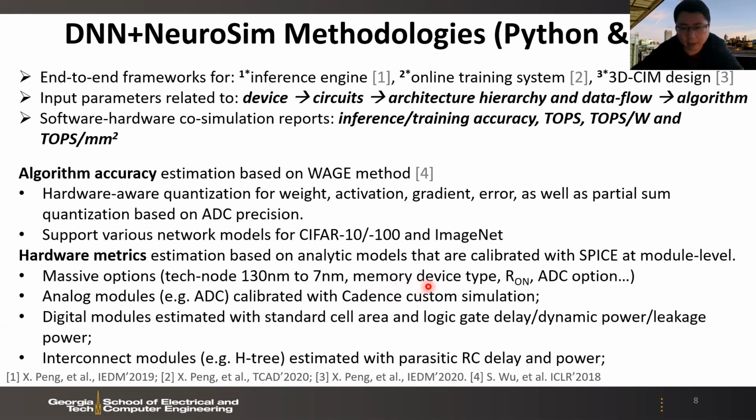And then the device type, different device options, like the unsplit resistance, which is identified as one of the critical parameters, and ADC options like the flash ADC, SAR ADC, and so on. So there are many design options. And then the analog modules like ADC are calibrated with SPICE-level simulations. And digital modules are estimated with the standard cell library in terms of the cell height, cell width, and the logic gate delay and dynamic power, leakage power based on the analytical equations. And also we account for the interconnect parasitic RC delay and power.